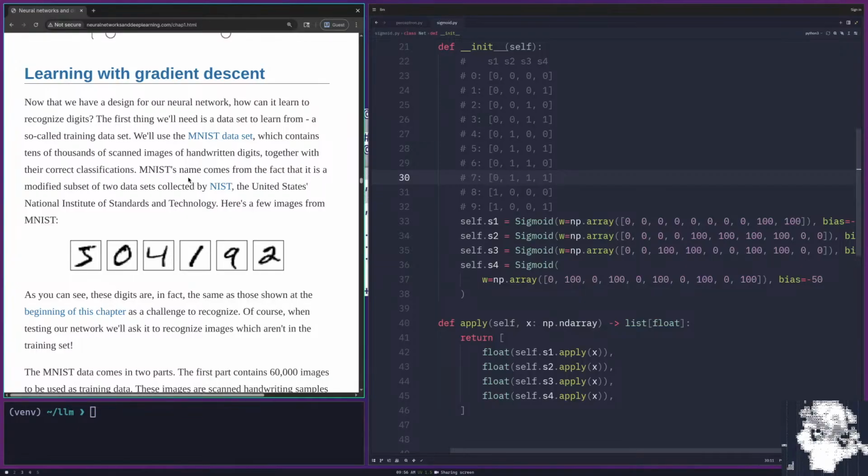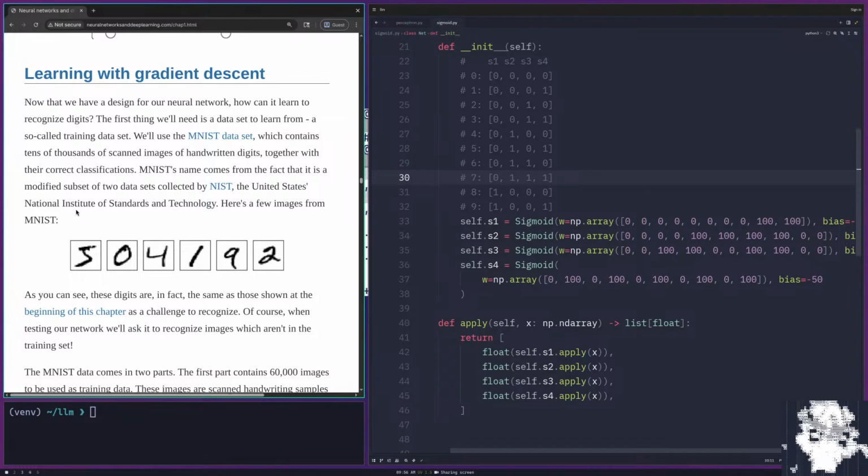Learning with gradient descent. Now that we have a design for our neural network, how can it learn to recognize digits? The first thing we'll need is a data set to learn from, a so-called training data set. We'll use the MNIST data set, which contains tens of thousands of scanned images of handwritten digits, together with their correct classifications. MNIST's name comes from the fact that it is a modified subset of 2 data sets collected by NIST, the United States National Institute of Standards and Technology.